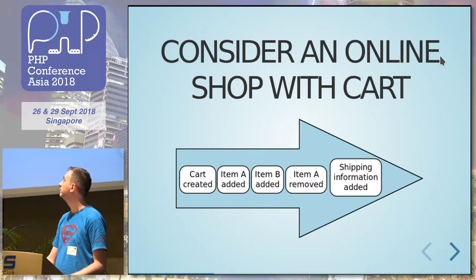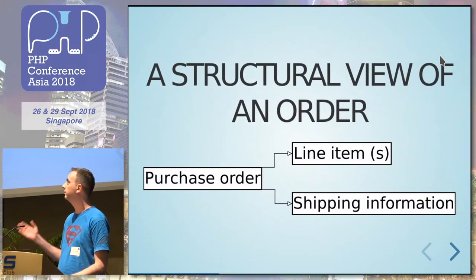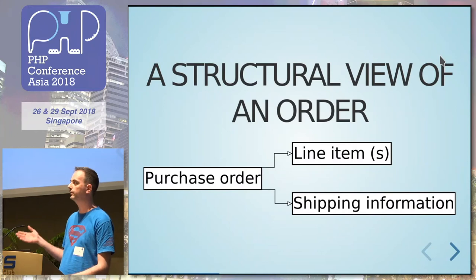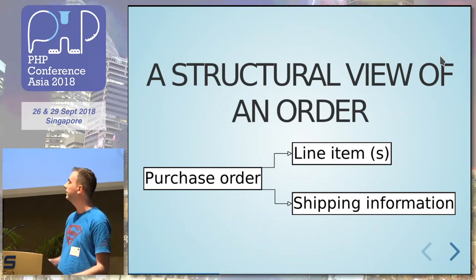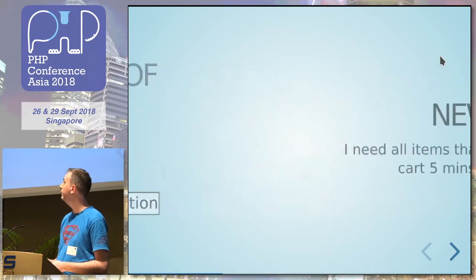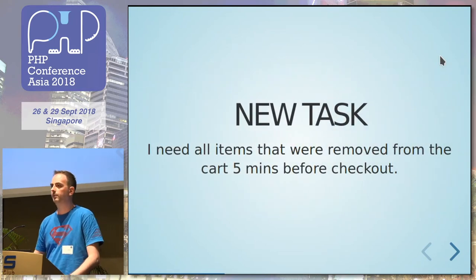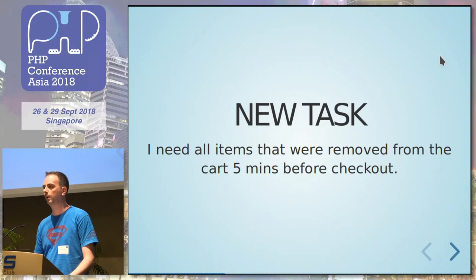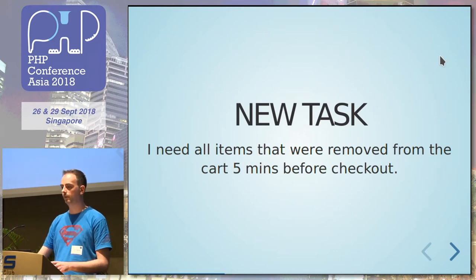So something like this maybe should look like your online shopping cart. And then there is a more structural view of an order, which could look something like this. You have a purchase order, a bunch of line items, and shipping information. And next, some business guy comes in and asks you, I want all the items that were removed from the shopping cart 5 minutes prior to checkout, because maybe the user is still interested in those items and we want to do product recommendation based on this information.